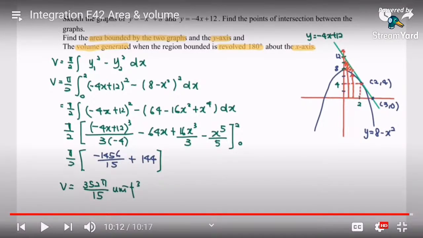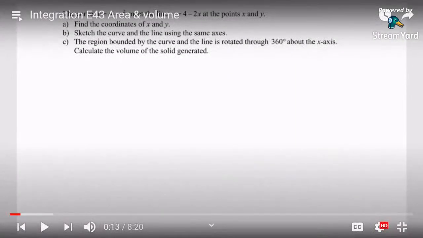So now we will move on to 43. So 43 is also the same, involving two graphs. We have to find the coordinates of x and y, meaning the points of intersection, sketch the graph using the same axis, and then find the area or the volume. Find the volume. Okay. So rotate about the y axis too.